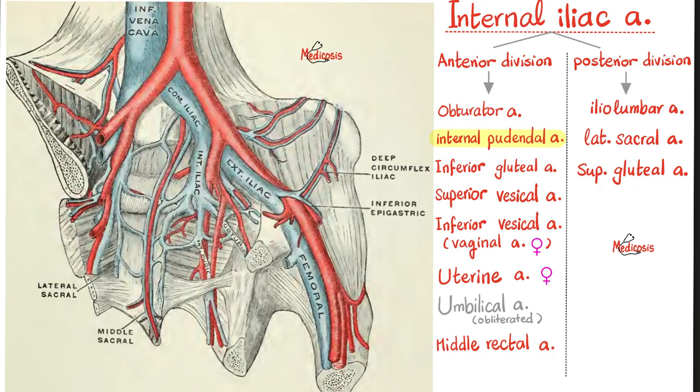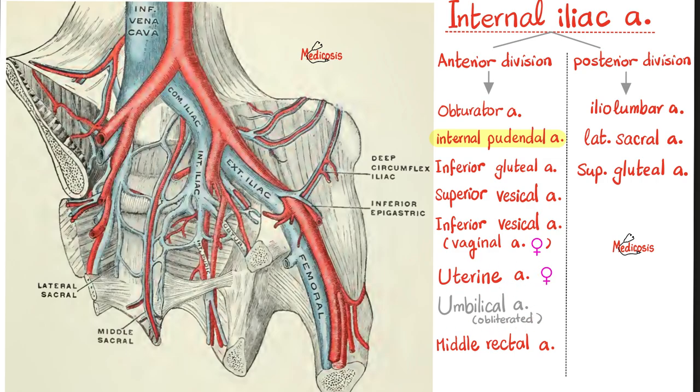Superior vesical. So we have inferior gluteal, but superior vesical, meaning superior aspect of the urinary bladder. We have superior vesical and we have inferior vesical artery. In females, the inferior vesical artery is known as the vaginal artery. And this vaginal artery will take care of the vagina and part of the urinary bladder, hence vesical. We have the uterine artery, which supplies the uterus and the upper vagina.